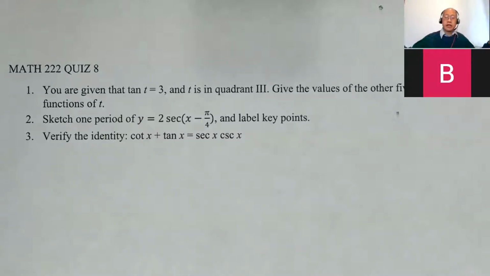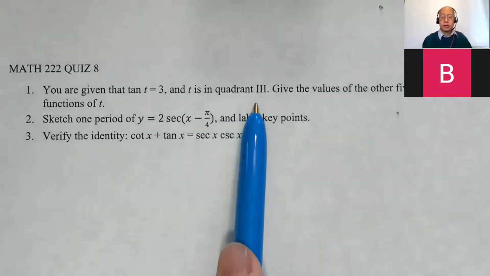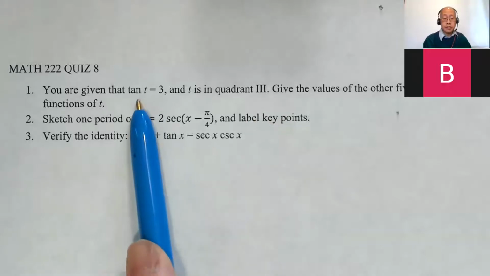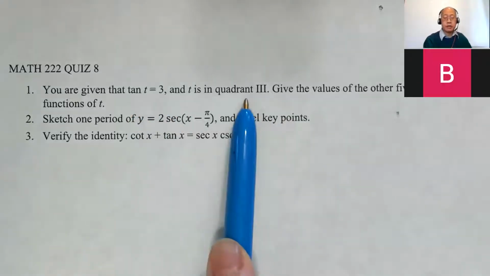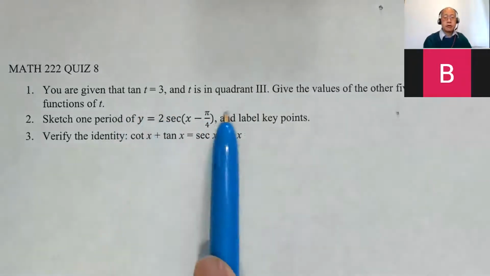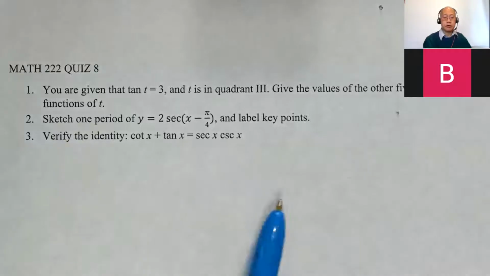And once you have secant, you can get its reciprocal, cosine. And once you have the cosine, the ball gets rolling. So I think you should be okay from there. Make sure you notice that you're in quadrant 3. So in quadrant 3, you already know the tangent is positive, but what about the sine and the cosine? Okay. All right, so tangent of t is 3. You're in quadrant 3. Give the values of the other 5 trig functions. Of course, show all your work.